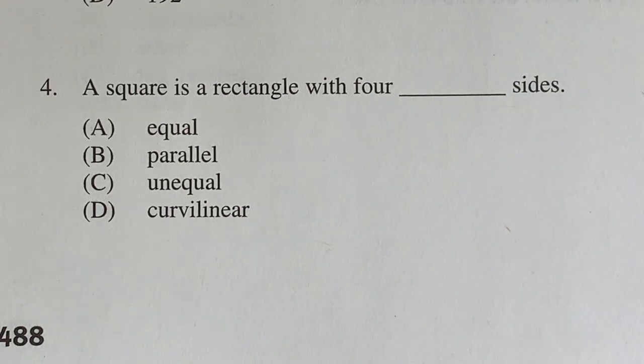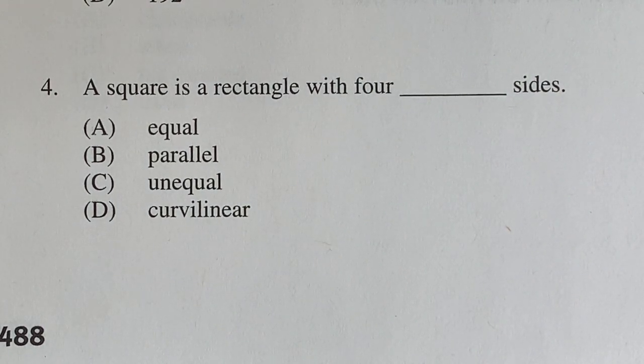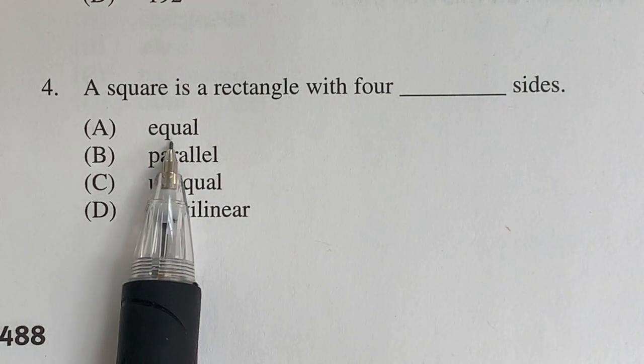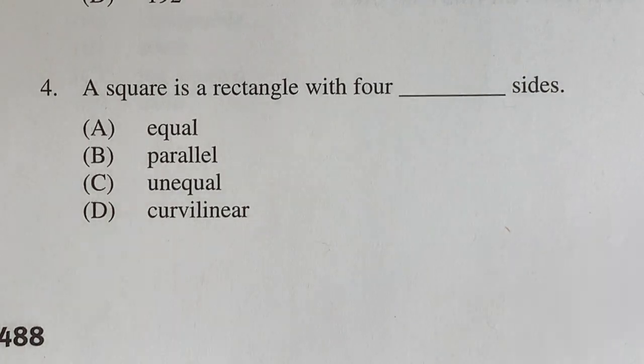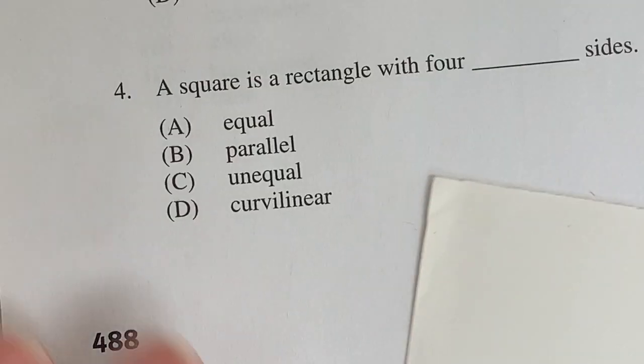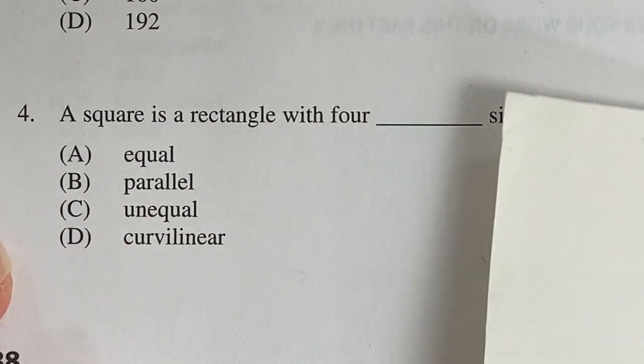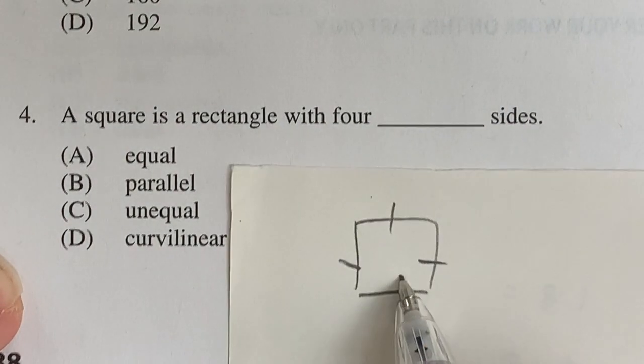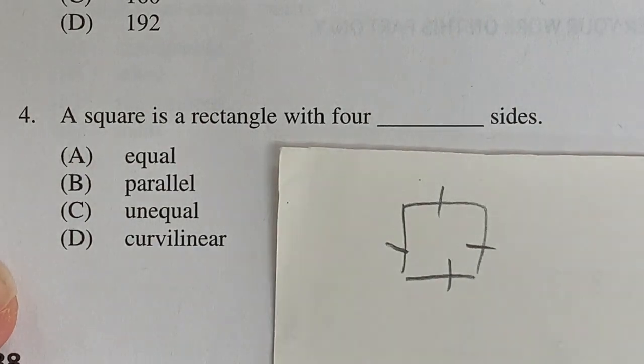This is question number 4 of the practice test, and it's just completing this sentence. A square is a rectangle with 4 something sides. The answer to this one will be A, equal. This is the correct answer because a square is a rectangle. A square is a rectangle with 4 same sides. A square has to be all same sides. That is a square.